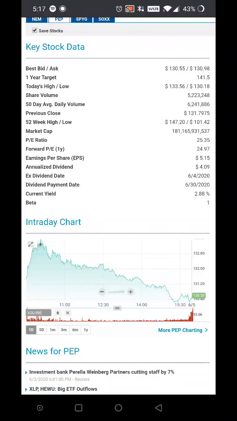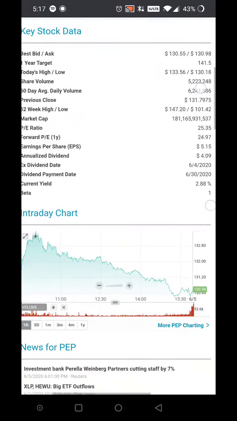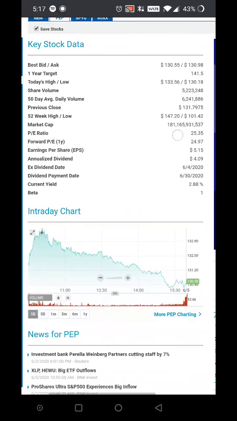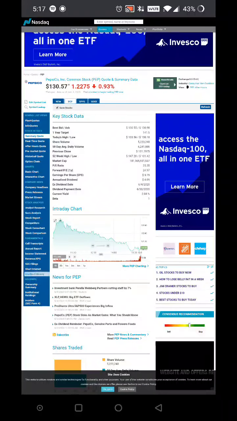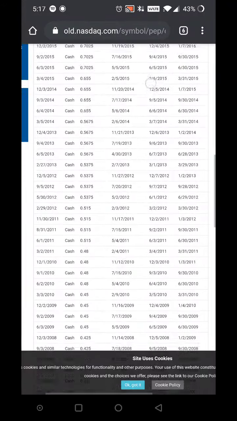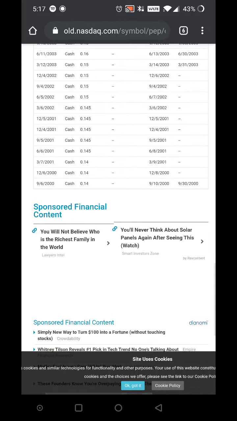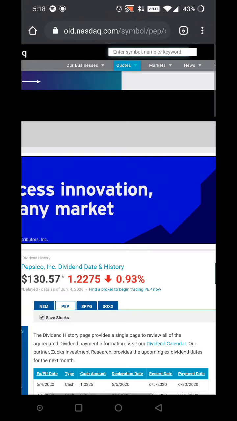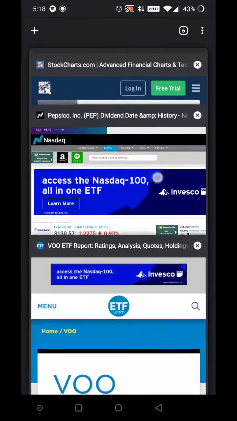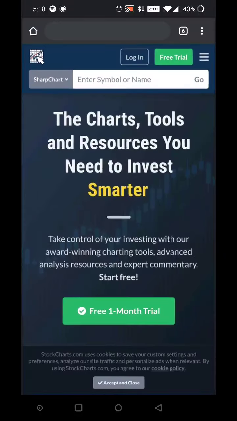Earnings per share, the dividend, you can see they're paying less than 100%. Ex-div date was 6/4/2020, which is actually today. Payment date 6/30/2020, 2.88% yield. Pretty good. You can go down to dividend history and see every dividend paid out for years and years and years since 2000. All right, so that's old.nasdaq.com.